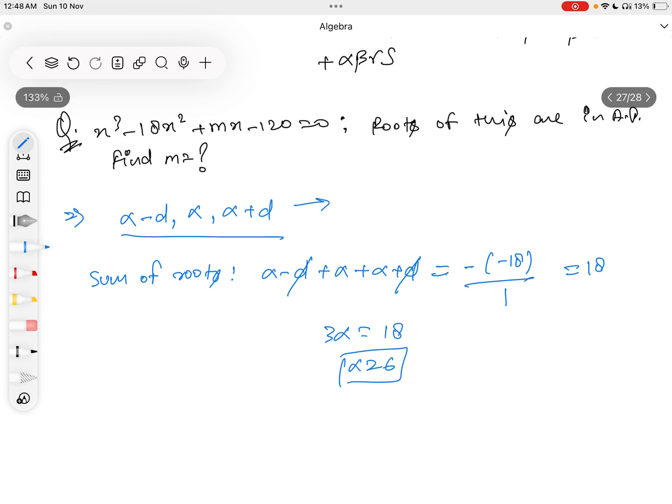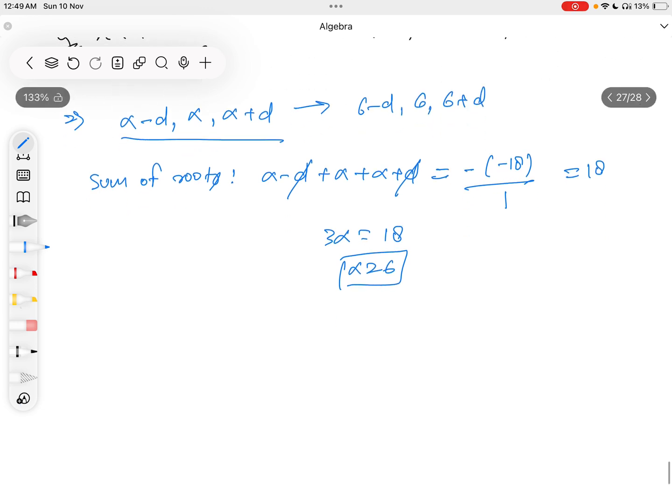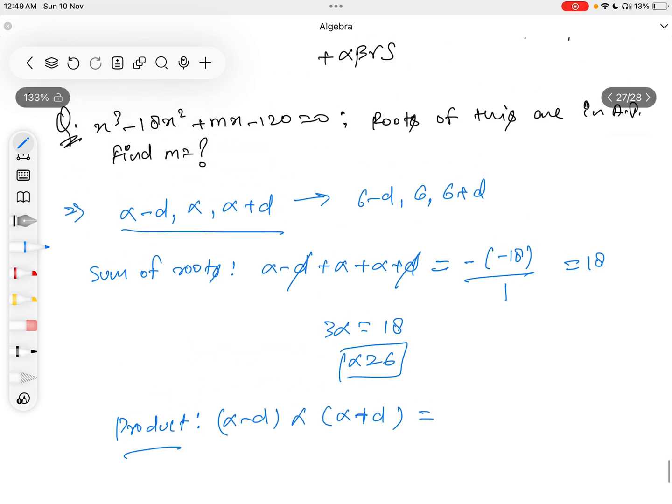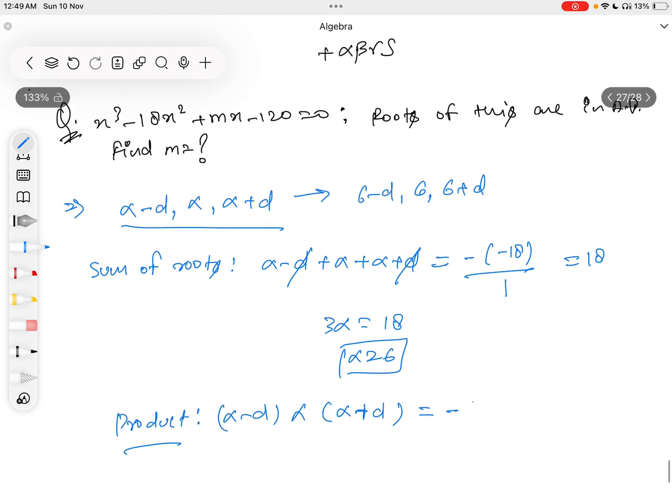So now your roots are actually 6 minus D, 6 and 6 plus D. Let's look at the product. Product is going to be alpha minus D, alpha, alpha plus D, and the product's formula is minus D by A. So minus 120 on 1.